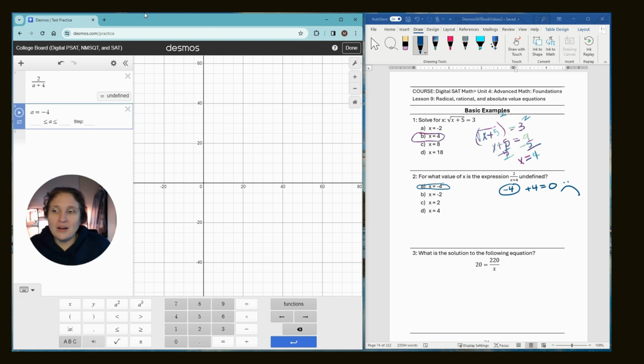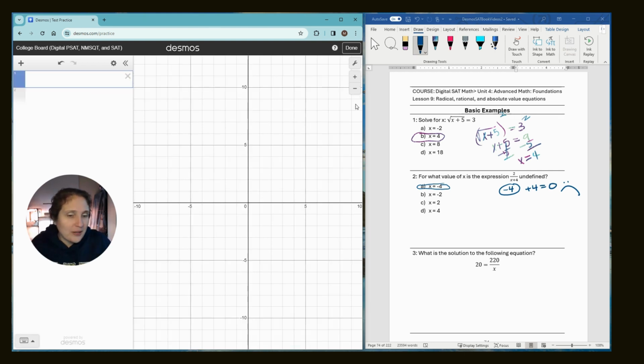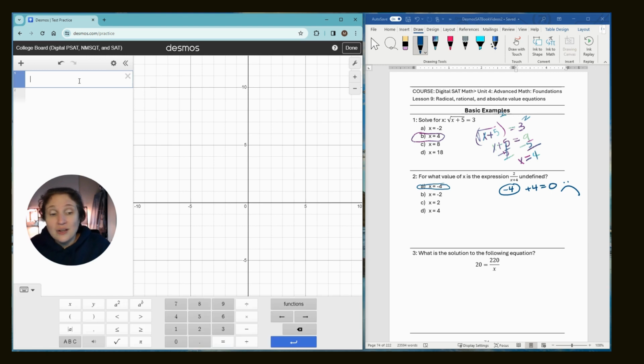Okay. All right, I'm going to X these out, hit the home button to get my calculator square. What is the solution to the following equation? 20 equals 220 divided by x. You could multiply both sides by x, divide both sides by 20, or say it with me, type it in the Desmos calculator, 220 divided by x.